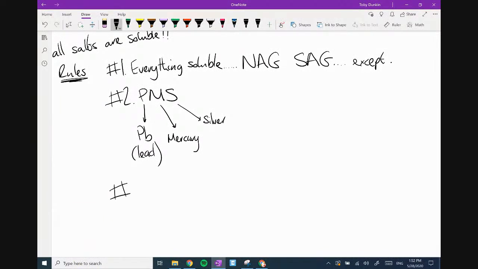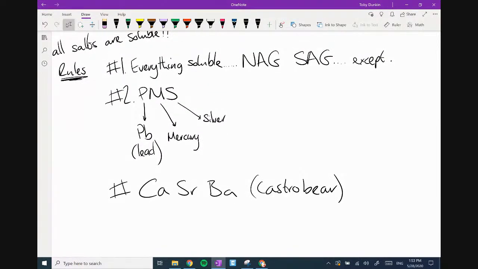Rule number 3 is Castro Bear. I'll put in brackets Castro Bear. And honest to God, this is the best way I've ever learned to teach this. It's what I wish that I had. Lead, LMS, mercury, and silver. That's weird that you've put PHA. Lead is Pb. It'd be Pb, M and S, right?